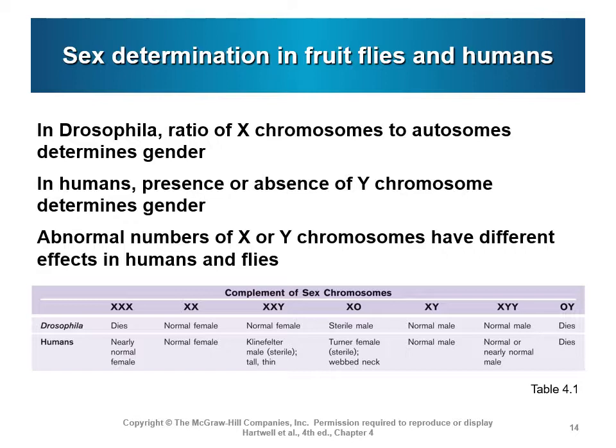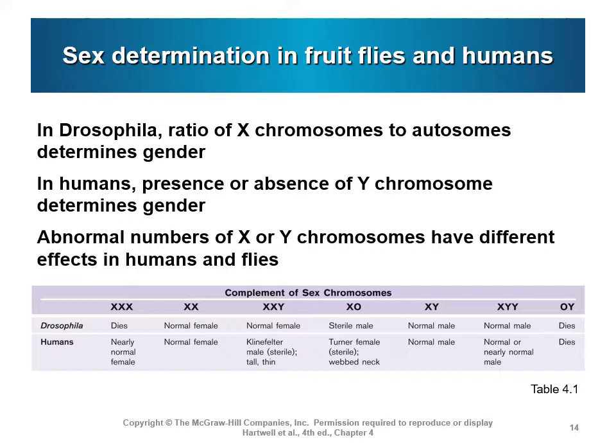Here is the complete table. For Drosophila, XXX will result in death. XX will be a normal female. XXY will also be a normal female, whereas XO will be a sterile male, and XY will be a normal male. XYY again will be a normal male, and OY will result in death. For humans, XXX is a nearly normal female. XX is the normal female.